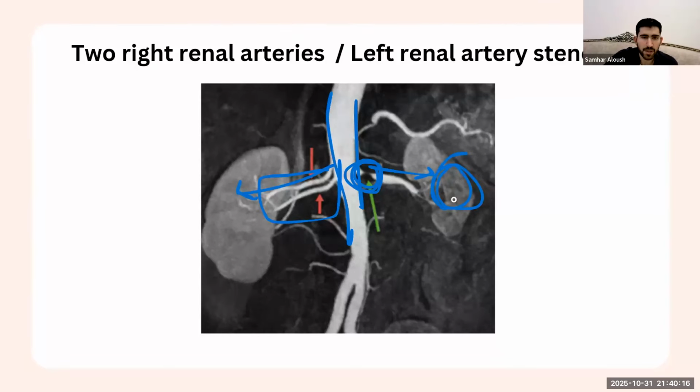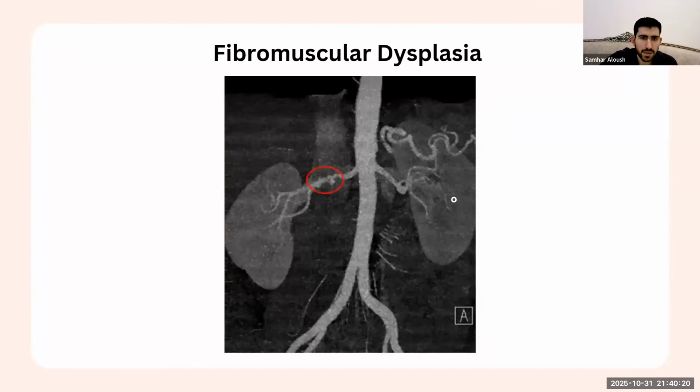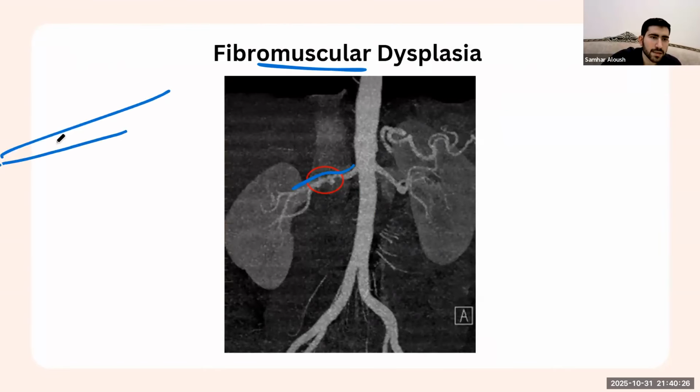What's happening on the right? What's happening on the left? On the right, we have two renal arteries. On the left, we have renal artery stenosis. Here, as you can see, the renal artery is not stenosed. Stenosis is like this: there is the artery and there is something blocking it. But here, there is nothing blocking it. It's just very irregular and weird.